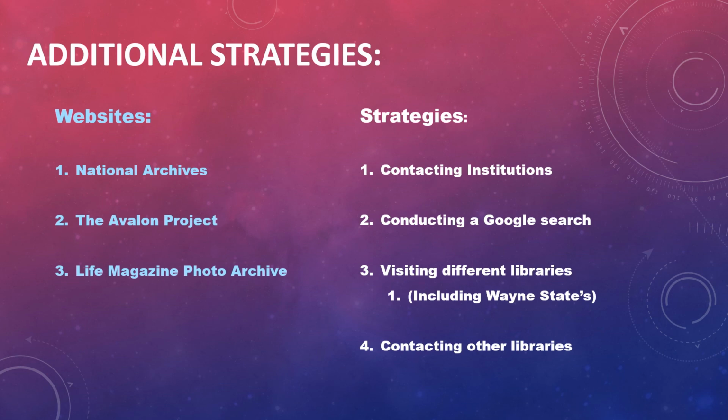Also, conduct a simple Google search, even without using one of these websites, just literally searching for your topic and primary sources, and see where it takes you. You can also visit different libraries, so even just going into the Wayne State University Library and asking the librarians for help finding primary sources. You can also contact different libraries because different places have different access to different primary sources.